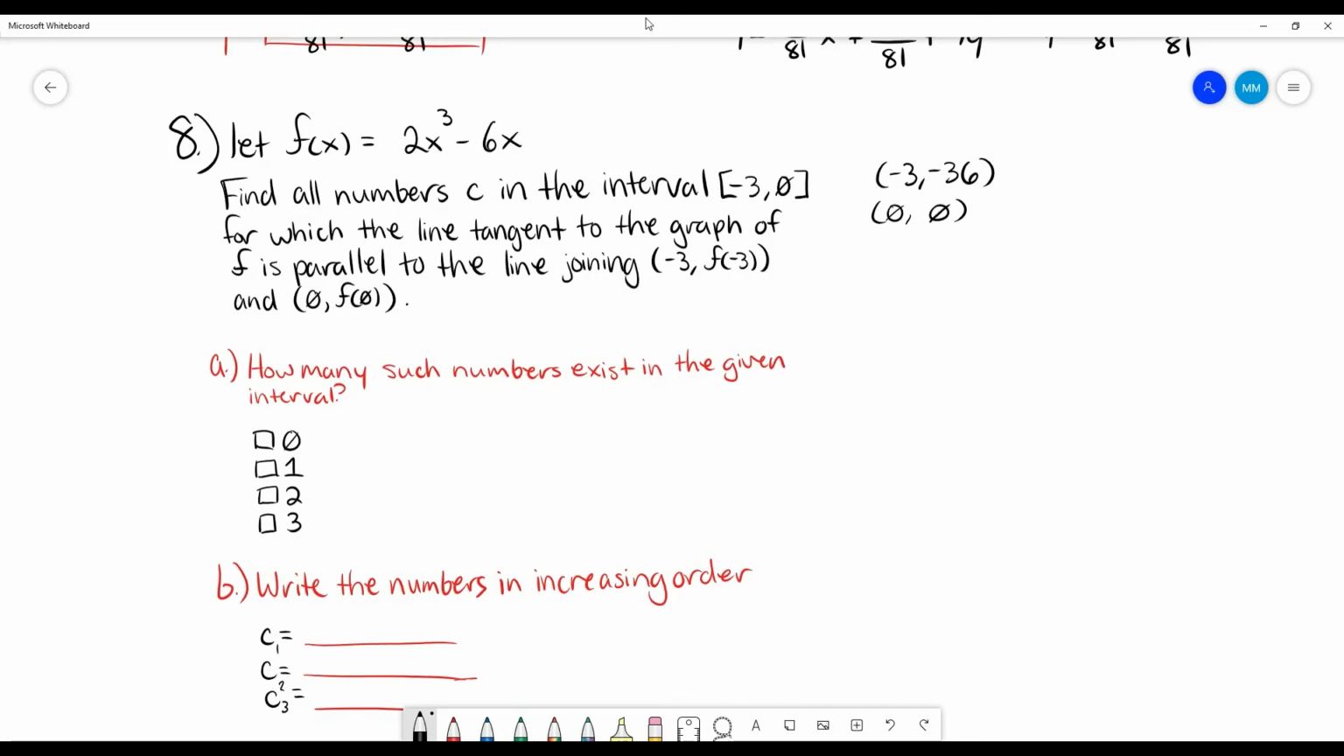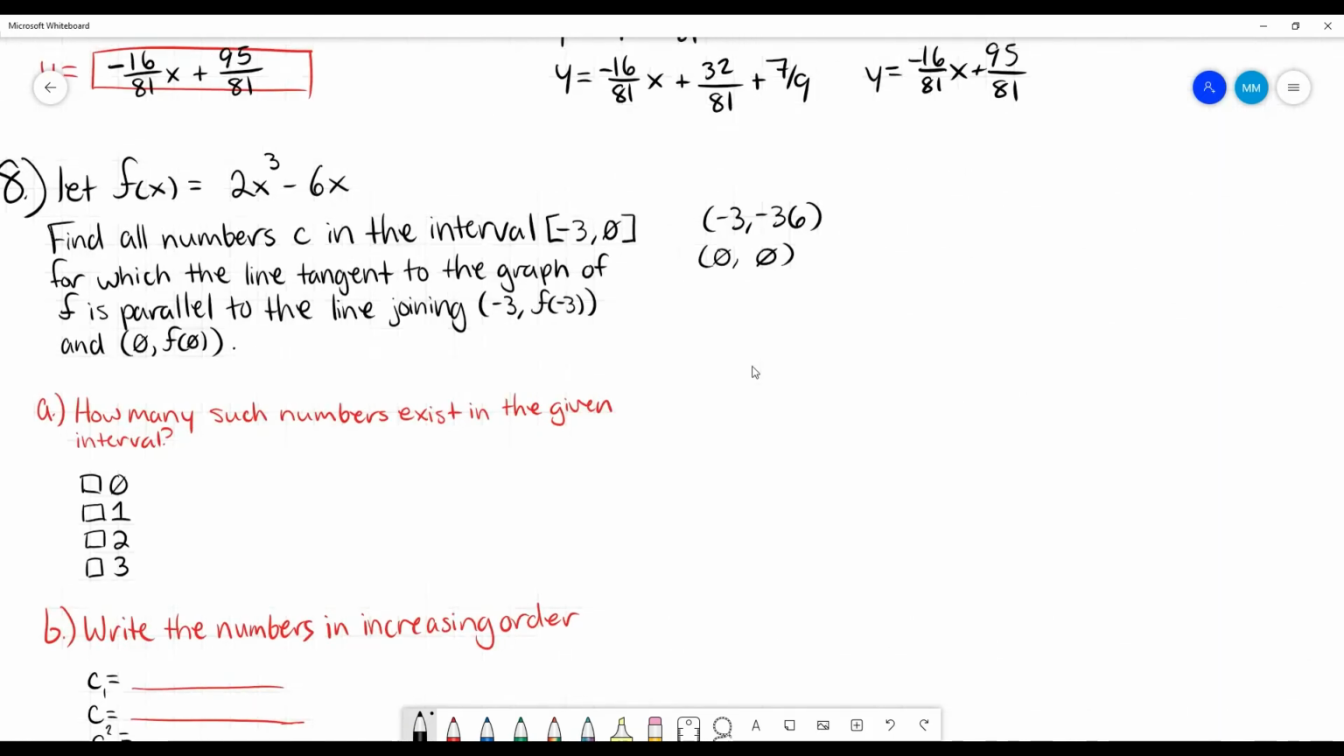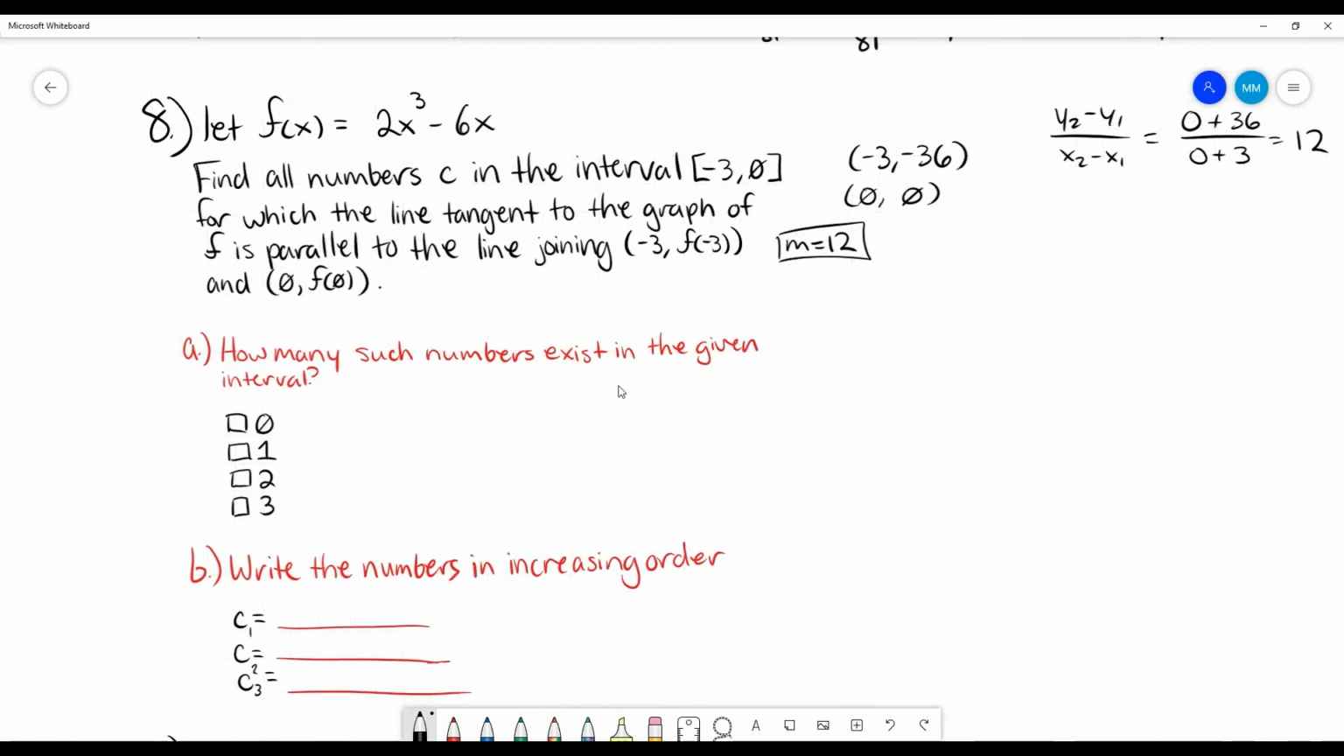So we want our tangent line to be parallel to whatever line connects these 2 points. Well, we know that for 2 lines to be parallel, they have to have the same slope. So how do we find our traditional slope? Well, I do this right here. Which in this case is going to be 0 minus a -36 over 0 minus a -3, which is a slope of 12. So we know our slope is 12, which means the slope of our tangent line also has to be 12.